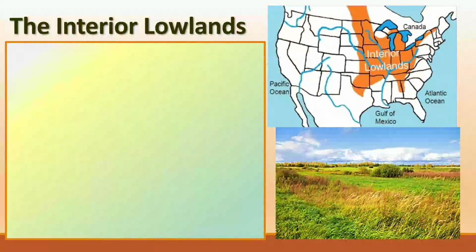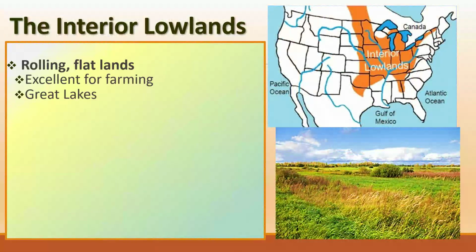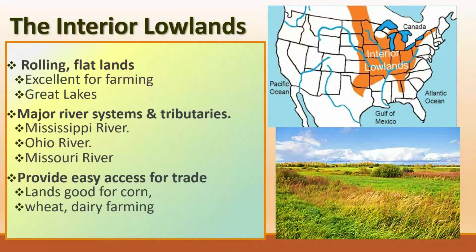We're heading west into the interior lowlands. These are rolling flat lands, excellent for farming. The Great Lakes are there. Some of the major river systems that make up the United States are here, and their tributaries, the Mississippi River, the Ohio River, the Missouri River. Some of these we'll talk about later. They provide easy access for trade. Lands are good for corn, wheat, and dairy farming. This region would play an important role in the United States as we began to settle west.